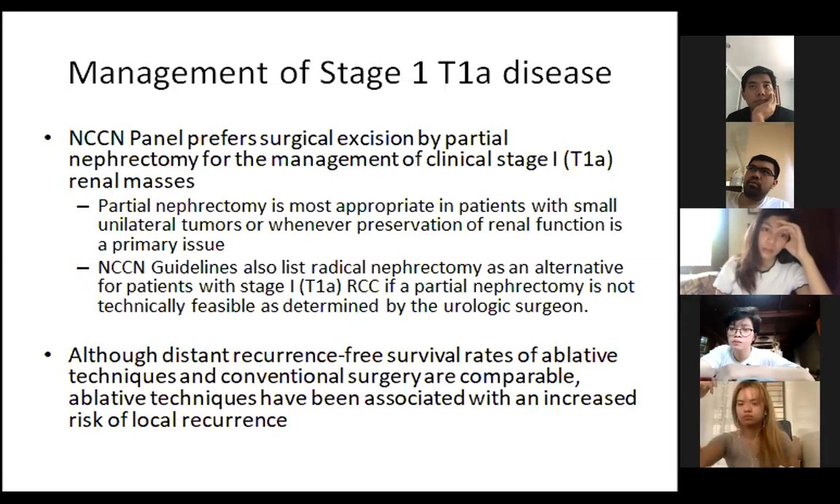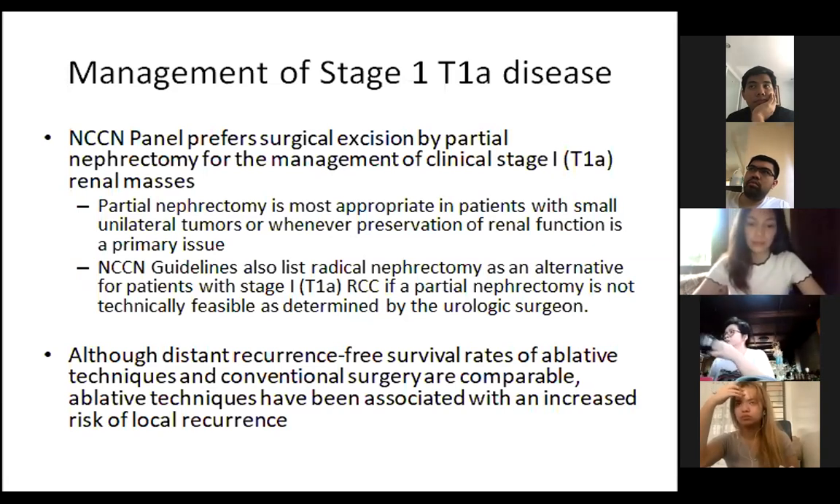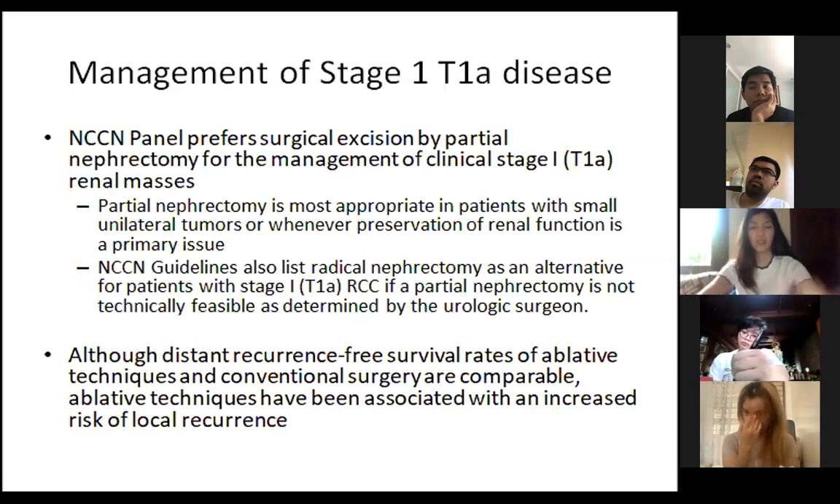So although distant recurrence-free survival rates of ablative techniques and conventional surgery are comparable, ablative techniques have been associated with an increased risk of local recurrence. So the NCCN guidelines recommend active surveillance and ablative techniques only in selected patients, as previously discussed.